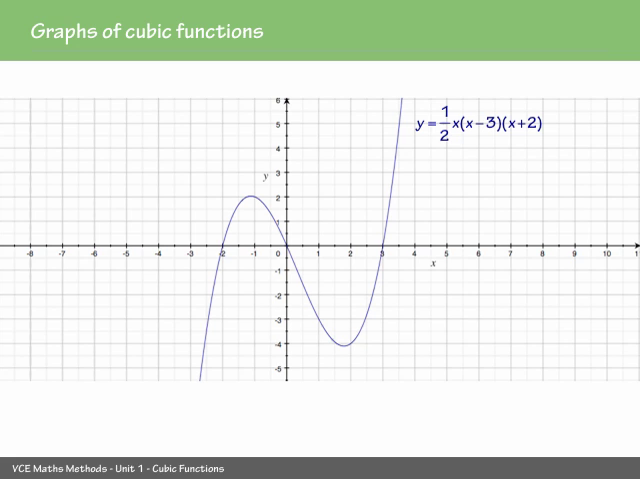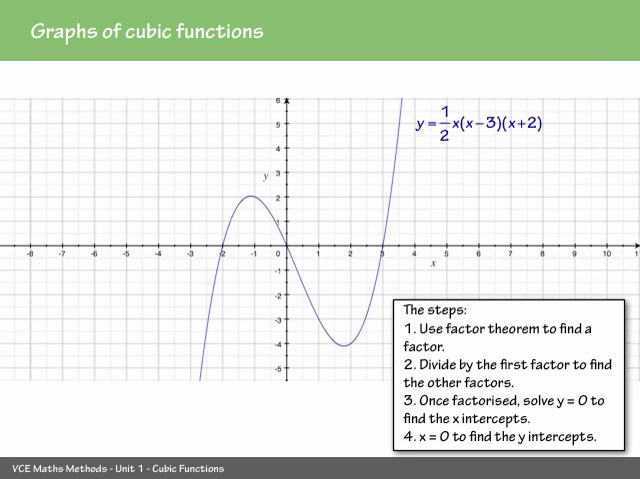Anyway, let's have a look at how we graph some cubic functions. Now, the first one we've got here is actually given to us in a factorized form already. If it's not, then your first step is to find those factors. But just looking at the graph here, we've actually got three factors. We've got minus a half x, we've got x minus 3 and we've got x plus 2. So 3 factors will mean 3 x-intercepts.